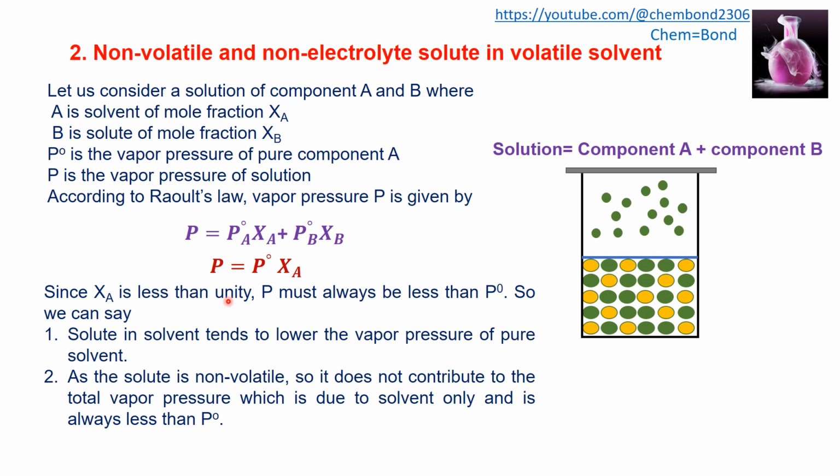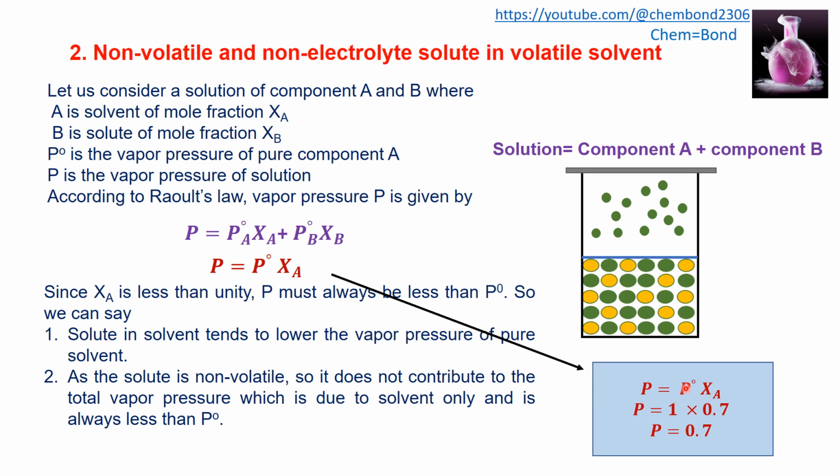XA is less than unity, so P must always be less than P naught. So it is clear from it. If we take P naught as 1 atmosphere and XA as 0.7, because there is the contribution of XB in mole fraction also, we will take 0.7 multiplied by 1, so we will get 0.7. So P is 0.7 while P naught is 1, which means that since XA is less than unity, P is always less than P naught.